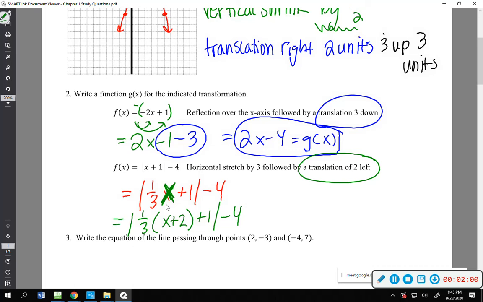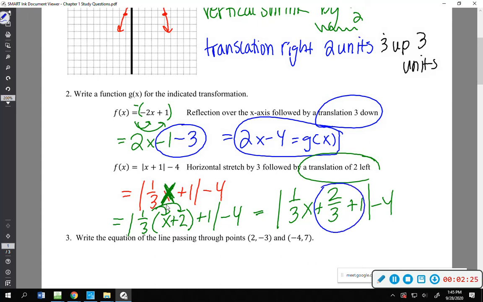And then we have to simplify, which means you have to distribute the 1/3 to both terms. So now we get the absolute value of 1/3 x plus 2/3. We don't distribute it to the 1, so we still have a plus 1 out here. And then we still have the minus 4. And now we simplify by combining like terms. Here are my constants. So 2/3 plus 1, so that's 2/3 plus 3/3, which is 5/3. So we have an absolute value of 1/3 x plus 5/3 minus 4. And there's my new g of x function.